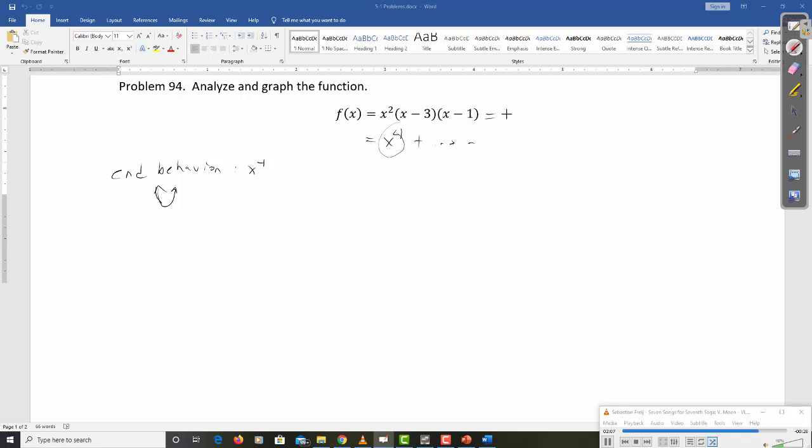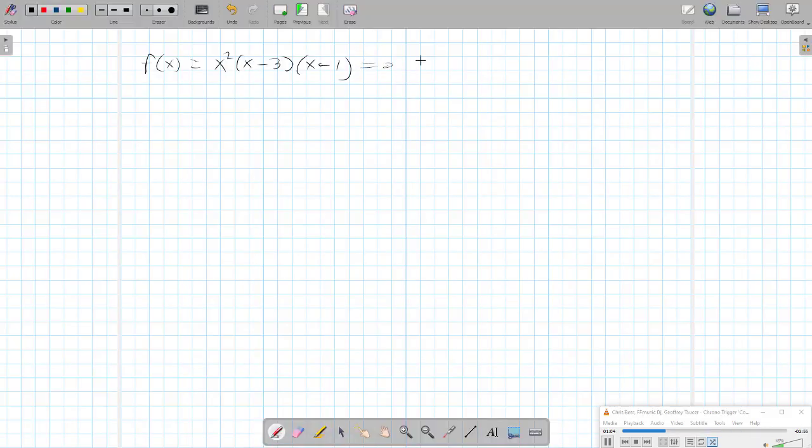So this is already set up very nicely to find zeros. If we set this equal to 0, this will tell us there's zeros at x equal 0, because set x squared equals 0, x equal 3, and x equal 1. Their multiplicities are 2, 1, and 1.